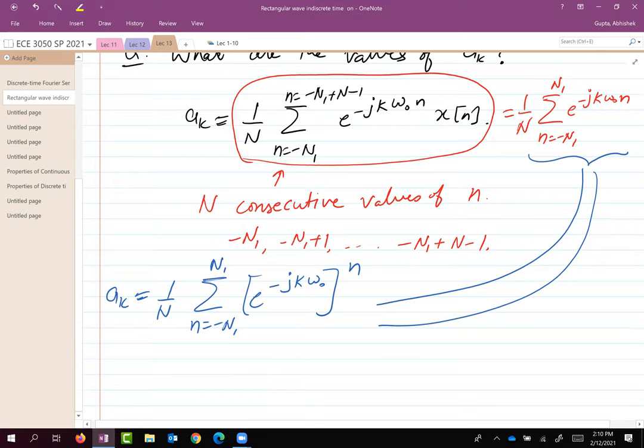So how do we evaluate the sum? What is this equal to? I just rewrote this as e raised to minus jk omega naught n. So n is getting multiplied with this exponent, so I can just take it outside. It's equal to e raised to minus jk omega naught, raised to n.